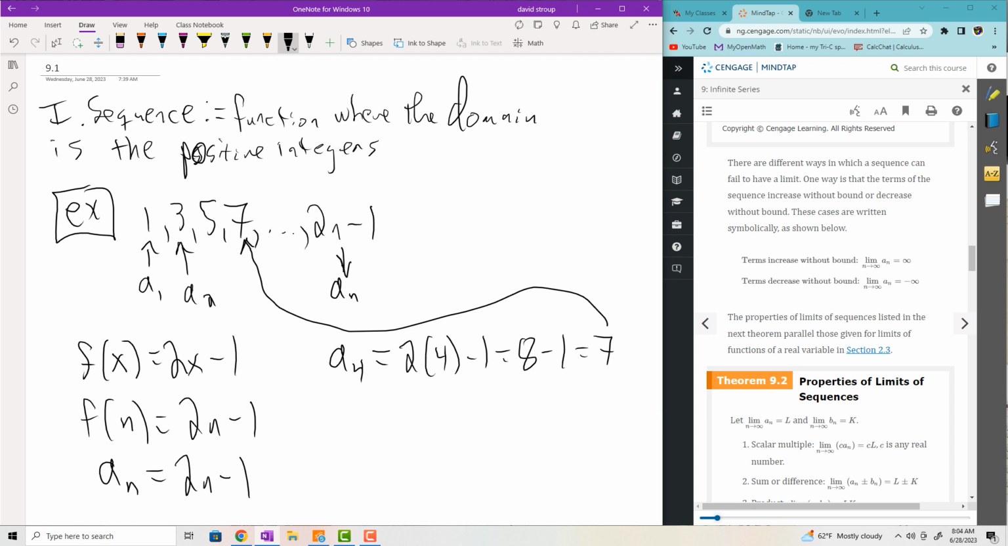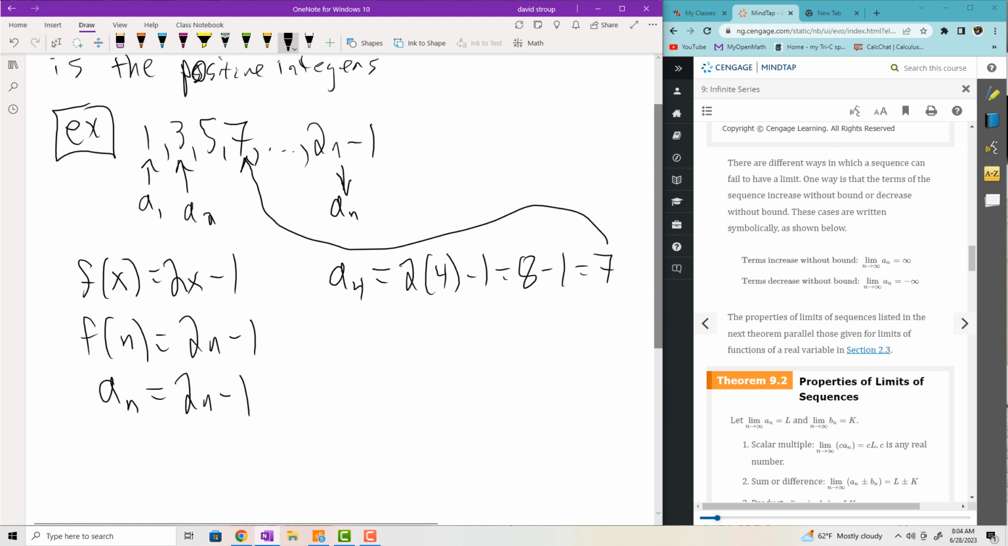You can plot these things, and they'll have you do that in some of the homework exercises. Sometimes that's helpful to visualize the sequence and see where it's going. In our work, we're going to be really worried about where these sequences go as n goes to infinity, right? So anyways, we could plot it.